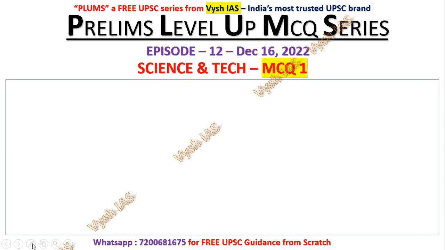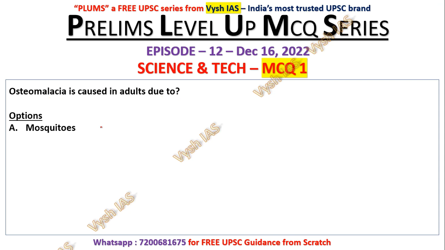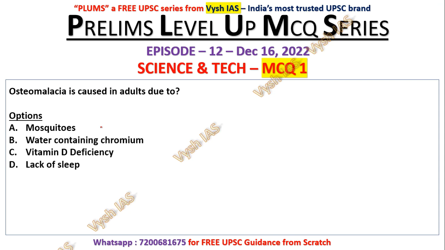So the first question for science and tech for today, episode 12, December 16th. Osteomalacia is caused in adults due to: the options are mosquitoes, water containing chromium, vitamin D deficiency, lack of sleep.